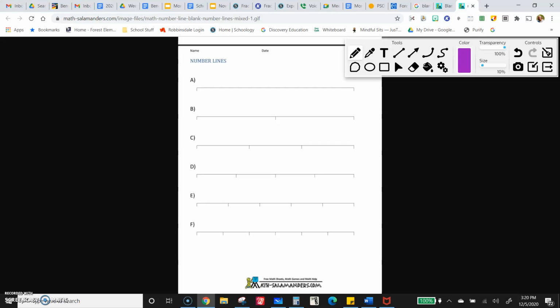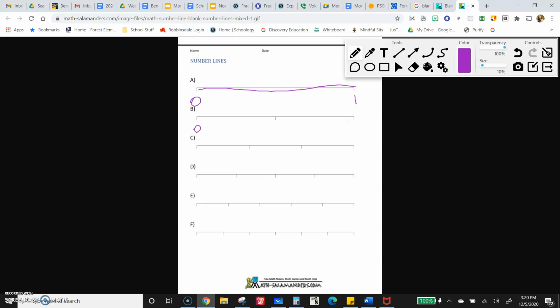So here are some different number lines. All of these number lines we're going to think about as going from 0 to 1. Now, they could go from 1 to 2 or 2 to 3, but they're all just going to be one whole number apart. So this is just one whole, okay? Not divided into fractions at all.